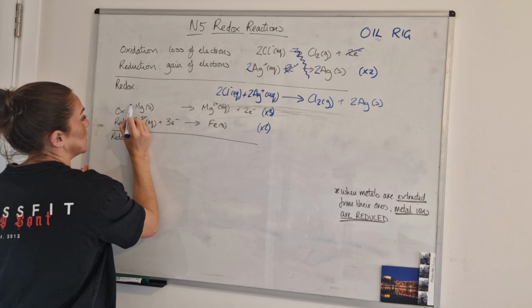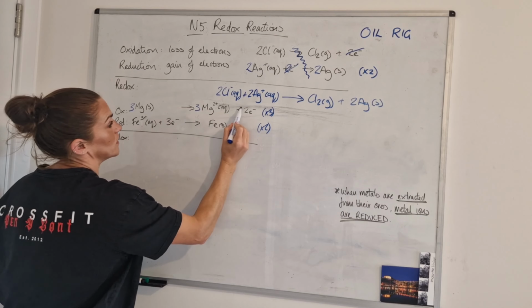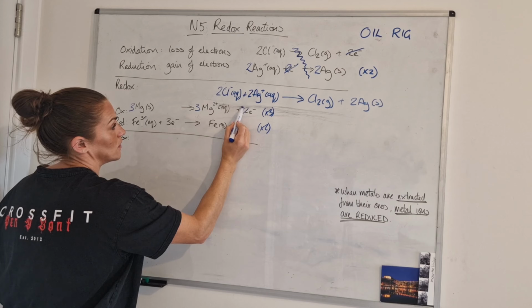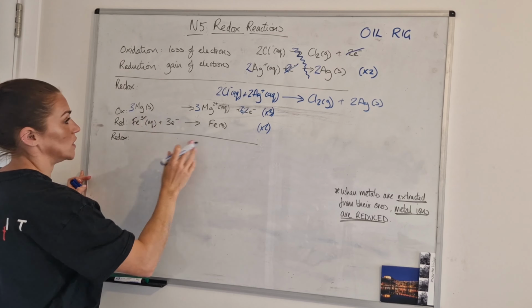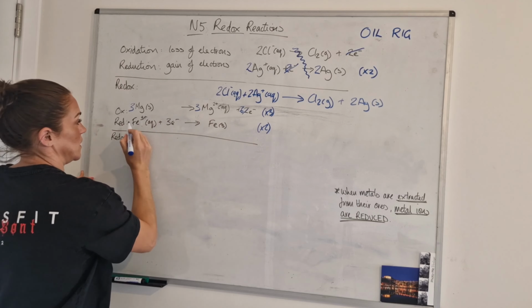So if I multiply all this by 3, and this is where having your multiplier written down helps because it stops you getting confused. And then this one's getting multiplied through by 2.